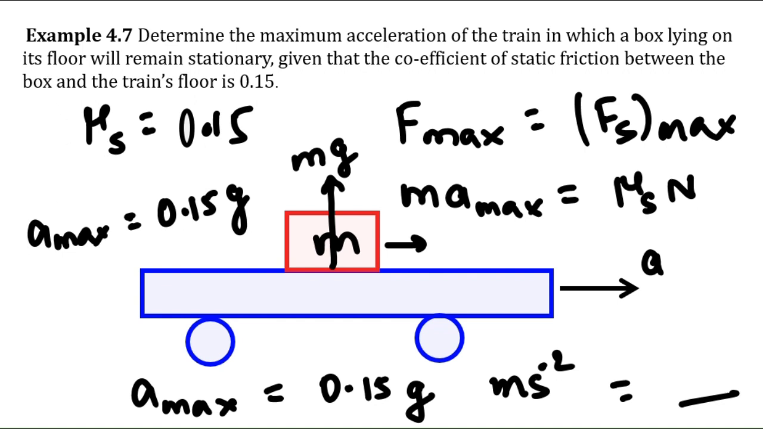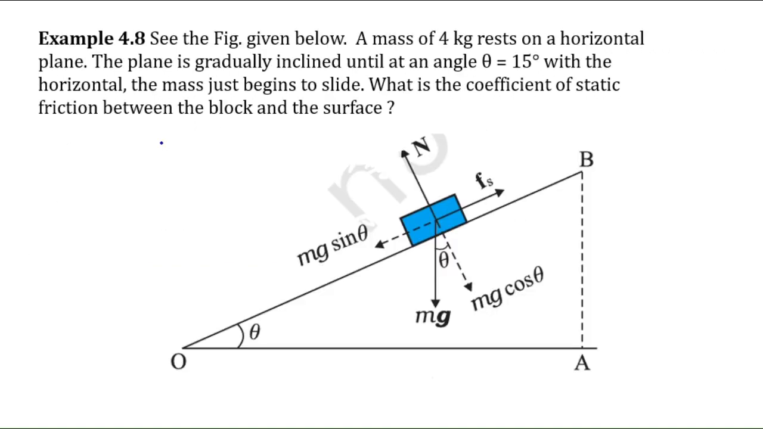Okay, now moving to the next problem, and let's see what is happening here. A mass of 4 kg rests on a horizontal plane. So here a mass of 4 kg rests on a horizontal plane, and the plane is gradually inclined until an angle theta equals 15 degrees with the horizontal. The mass just begins to slide. And this case is represented here by this diagram.